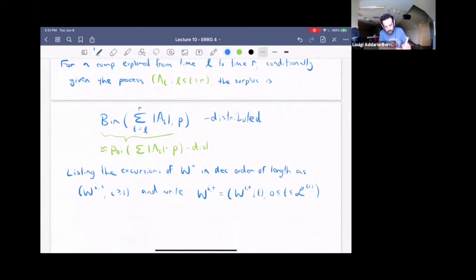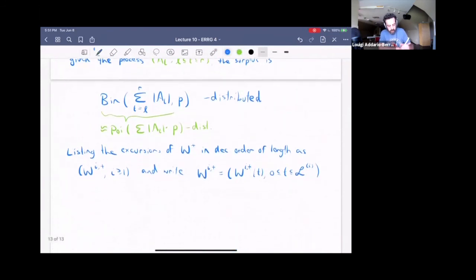So if we list the excursions in decreasing order of length, then jointly with the convergence of the component sizes, so jointly with the convergence of n to the minus 2/3 times the size of C_i, converging in distribution to the lengths L_i.